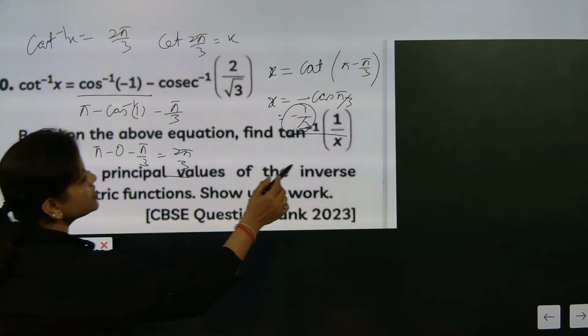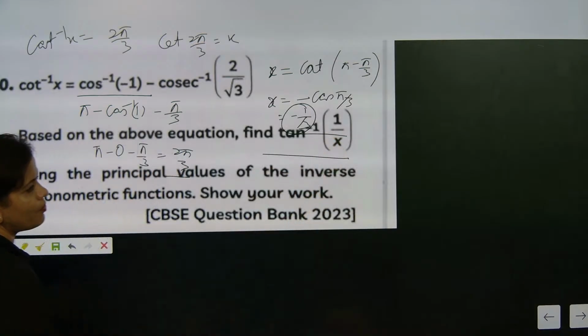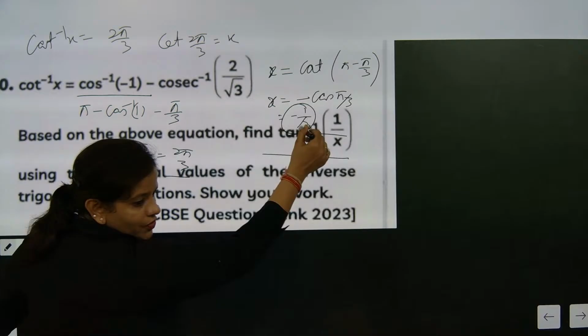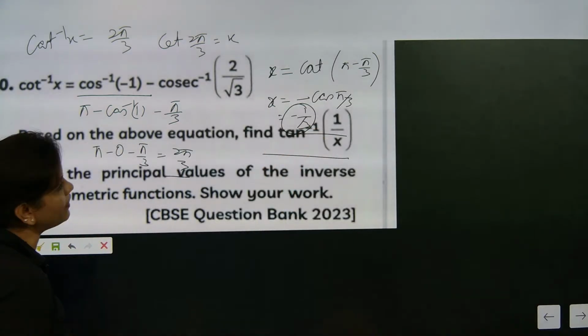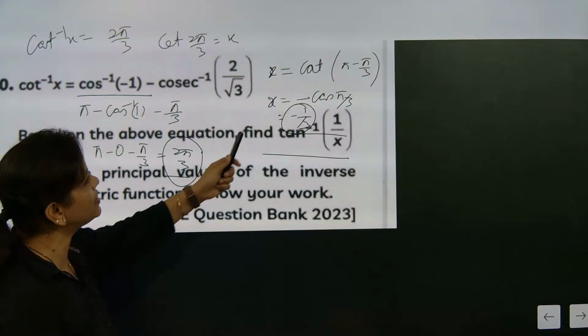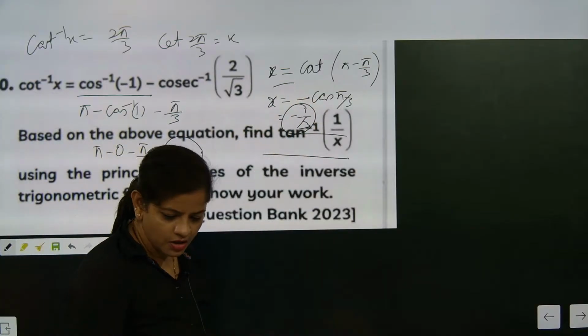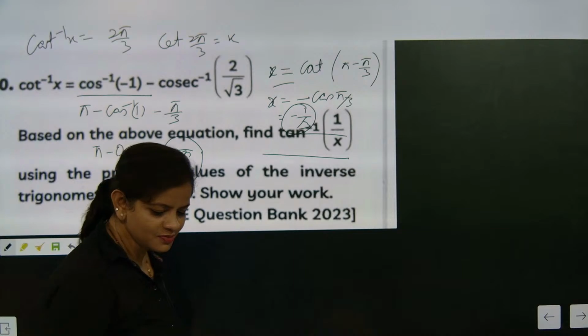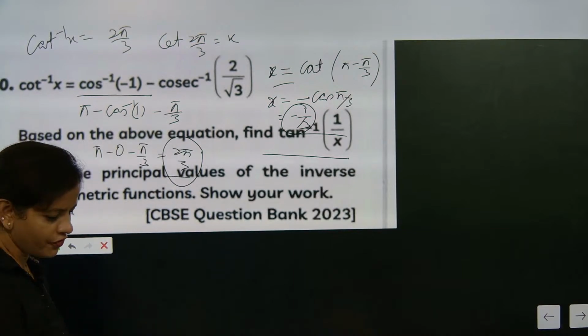Once the x value is coming, then tan inverse 1 by x. So minus of minus 1 by root 3, like this. Sorry, the minus 1 by root 3 part you are going to solve. 2 pi by 3, absolutely correct, beta. But after finding 2 pi by 3, we have to find x. Got it? So we have to find x.